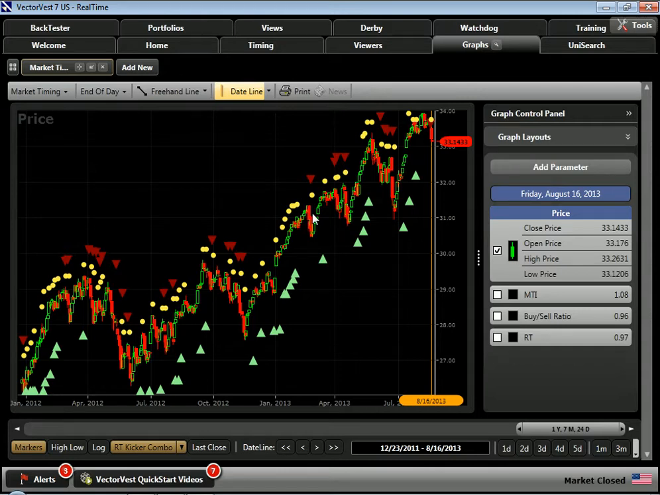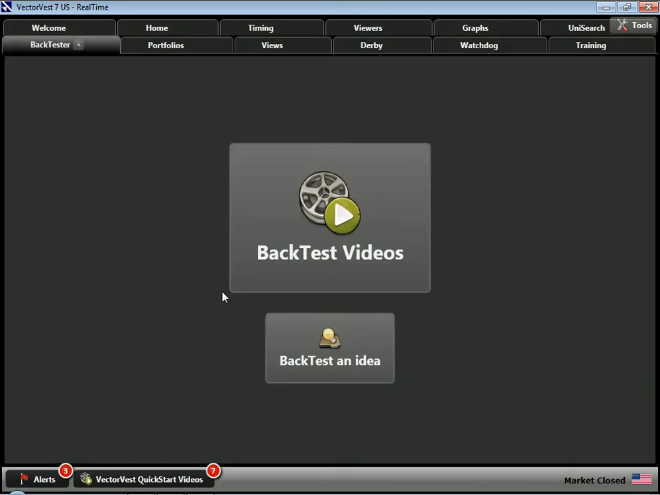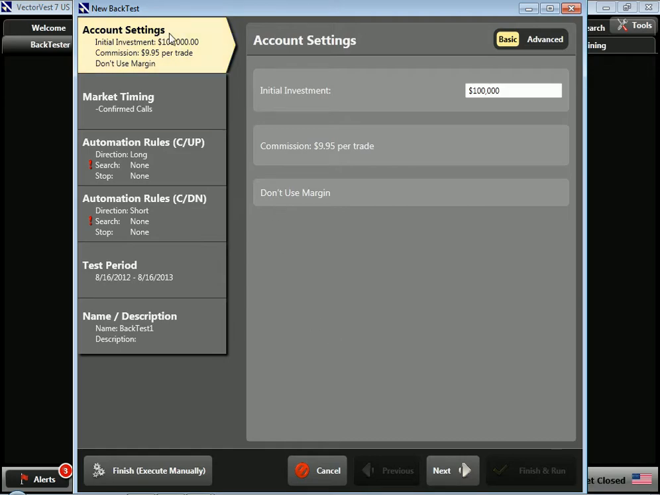So to do that, let's move into the backtester. We'll click on Backtest an Idea, and we'll use our default account settings, which have a $100,000 initial investment and a $9.95 per trade commission load. For our market timing signal, because we do have the auto tester plugin module activated here, I can automatically load in the market timing signals.